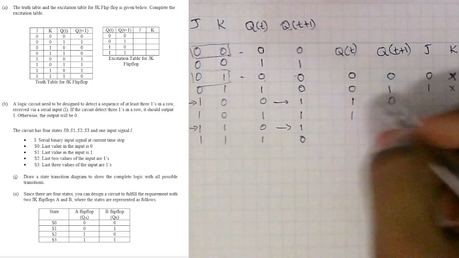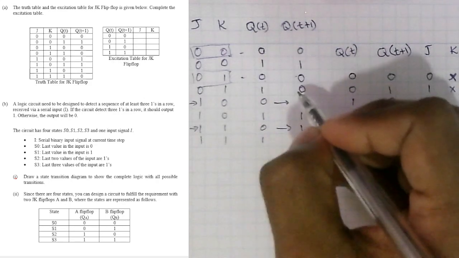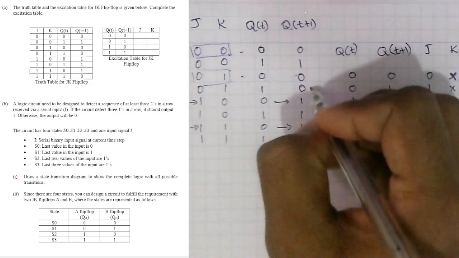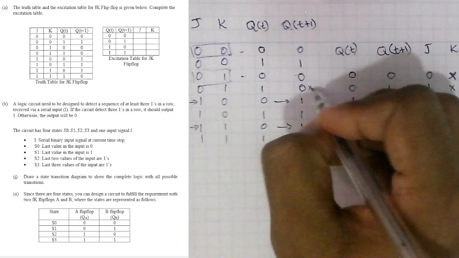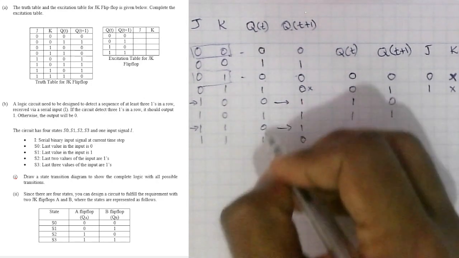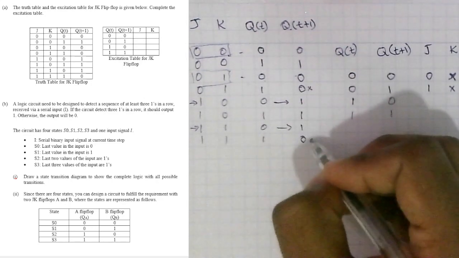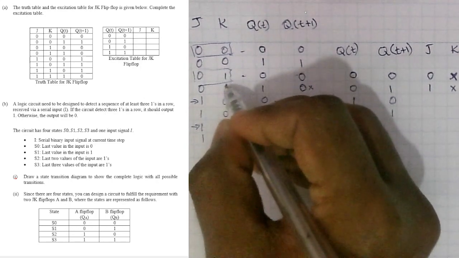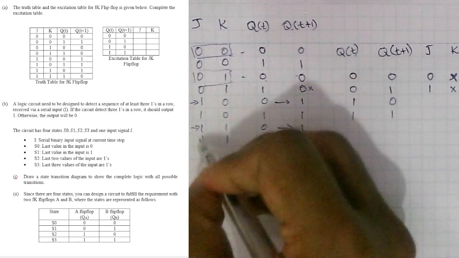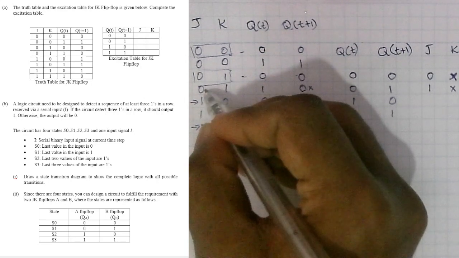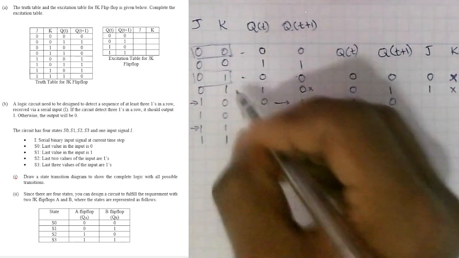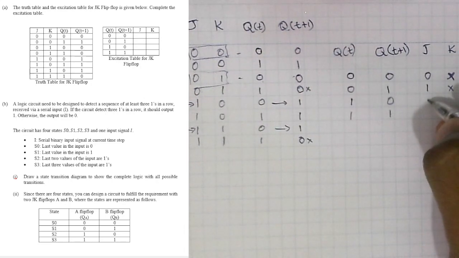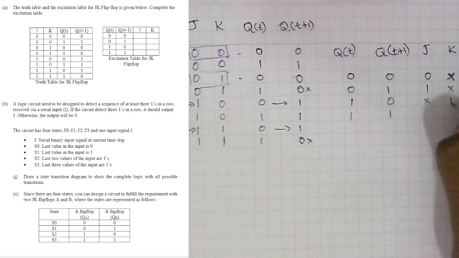How about 1 to 0? There is a 1 to 0 transition here, and there is a 1 to 0 transition here as well. So here you can see K must be 1, J does not matter, right? J is changing, but K must be 1. So J does not matter, K must be 1.